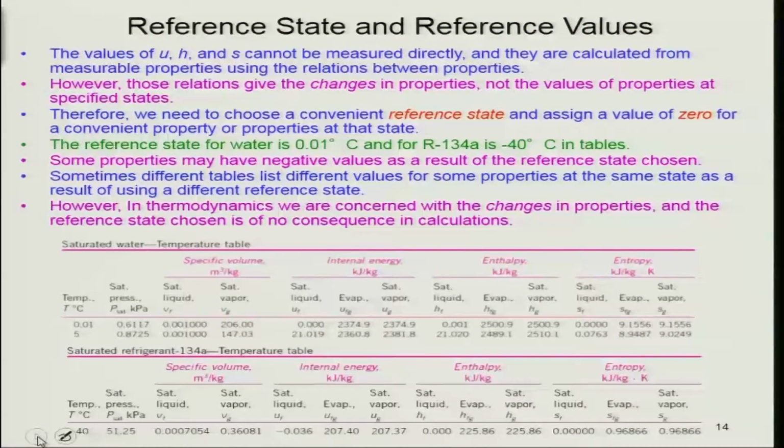So let's end this specific lecture by just looking at the reference state and reference values. Typically all the properties which are listed in the tables, particularly specific volume, pressure and temperature, are very well measurable properties in the experiment. But internal energy, enthalpy, entropy, they are not. They depend on these other properties which are measurable.